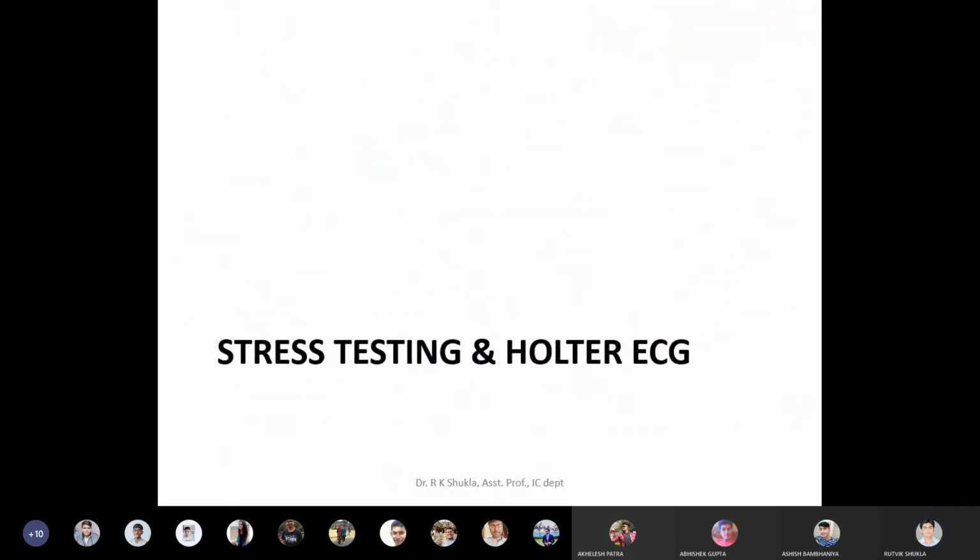Okay. So that is all about the ECG block diagram and the ECG machine. Now we will see some of the variations.